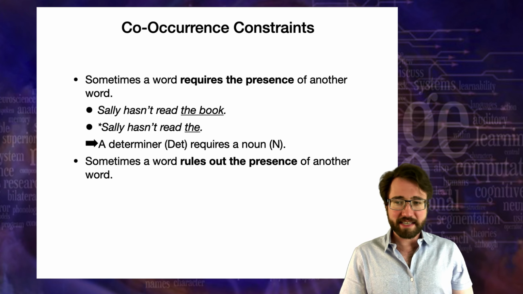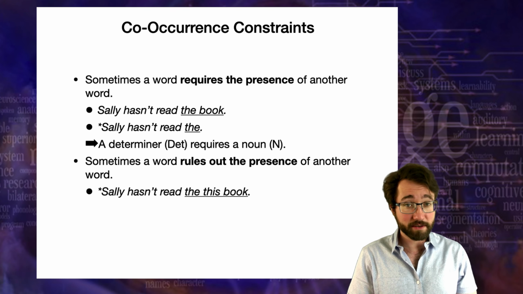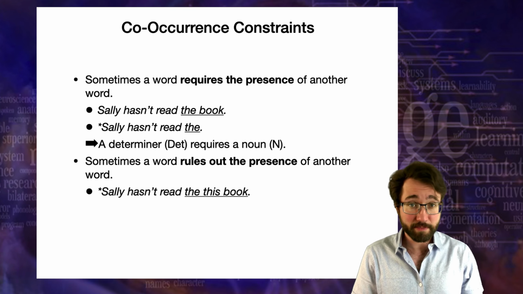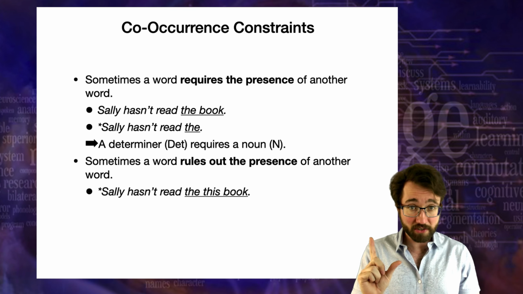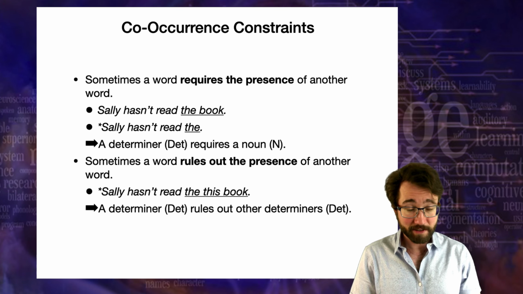Sometimes what happens is that a word rules out the presence of another word. So it's ungrammatical to say "Sally hasn't read this the book." That's because the presence of one determiner rules out the presence of another determiner. So that's another kind of co-occurrence constraint that we can see in English.